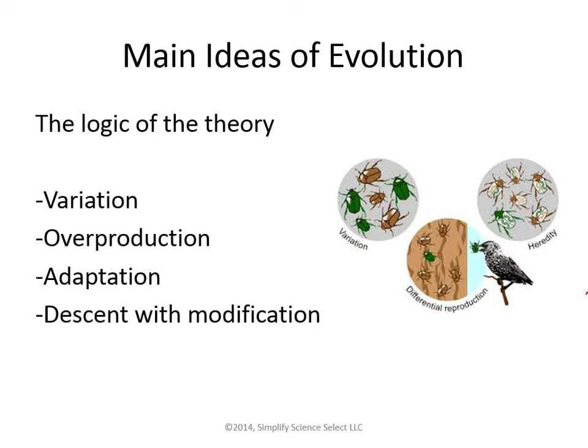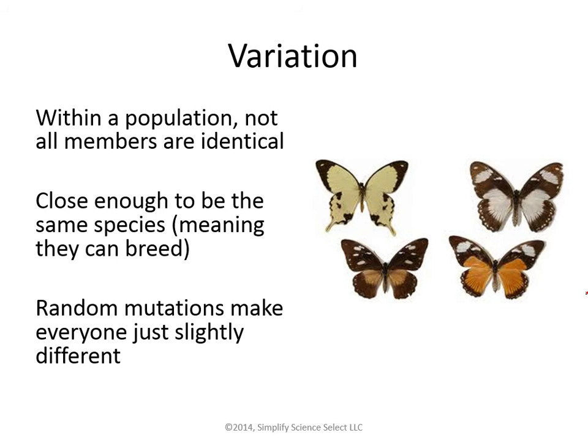Okay, let's go over the logic here, because this is mainly a logic problem. There are going to be 4 steps to the logic of this theory: variation, overproduction, adaptation, descent with modification. If we agree on all 4 of these points, then we agree that this theory makes sense. So let's look at them individually. Variation.